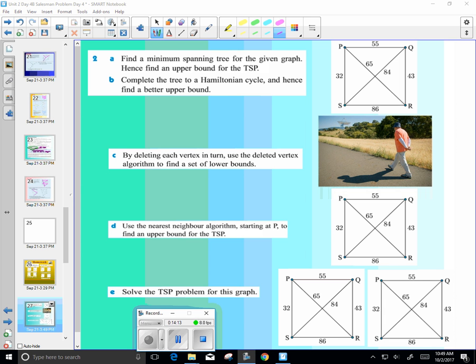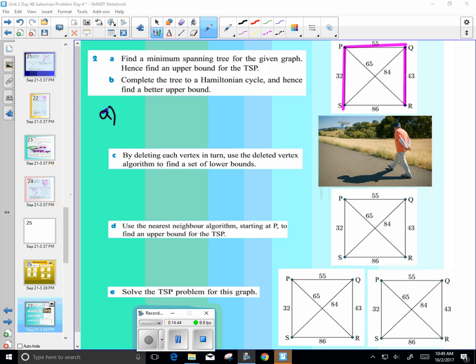Go to number 2. It says find a minimum spanning tree for the given graph, hence find the upper bound for the traveling salesperson problem. So here we go. Which is the minimum spanning tree? Tell me 2 vertices to connect. SP, then what? Go to Q, PQ, and then definitely where? QR.